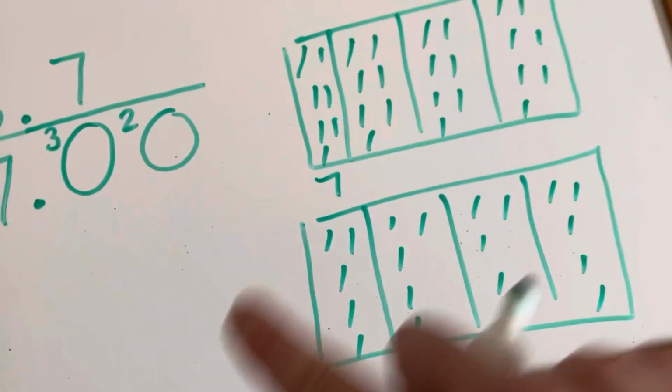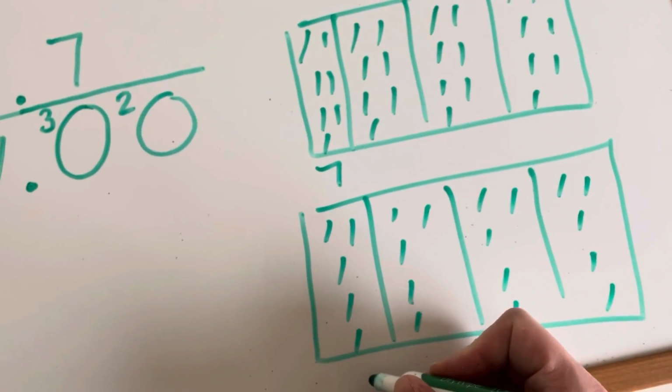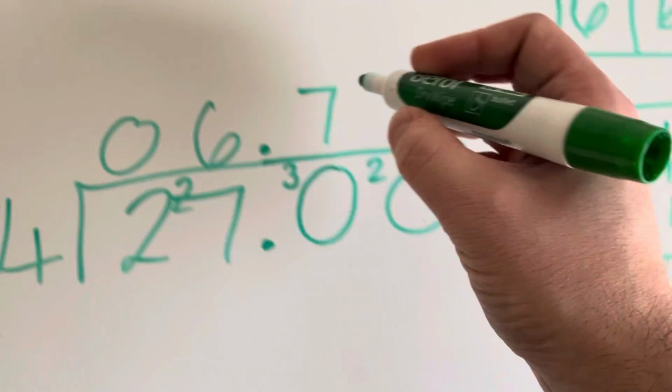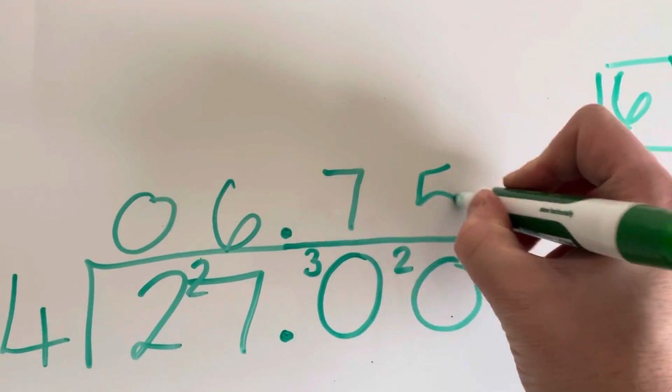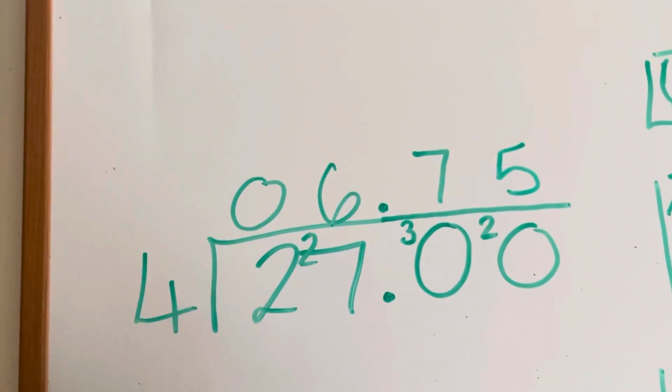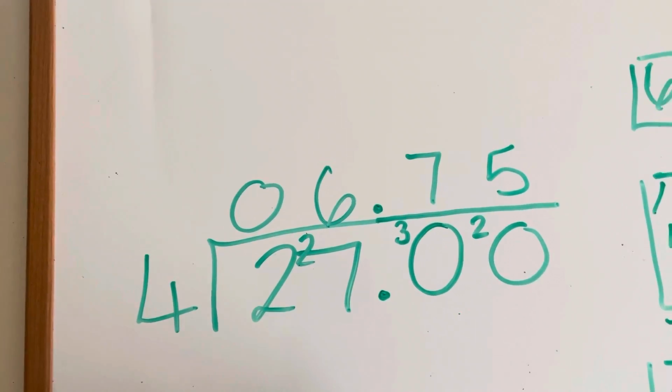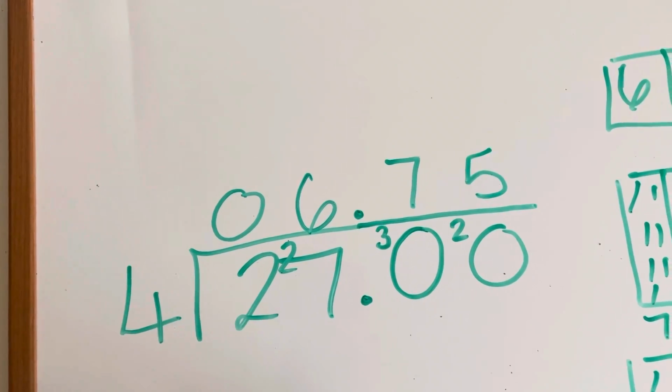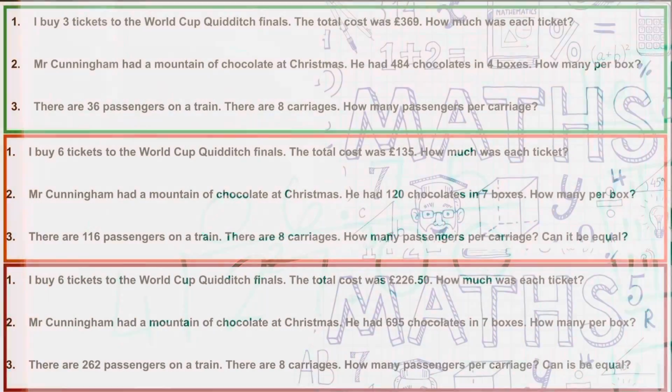I can see that this time I have managed to share it out equally, and the answer is 5. I come back up here, I can put my answer 5 there. Again, leaves me with the answer £6.75. Did you get that answer? Did you do it that way? If you did, well done.